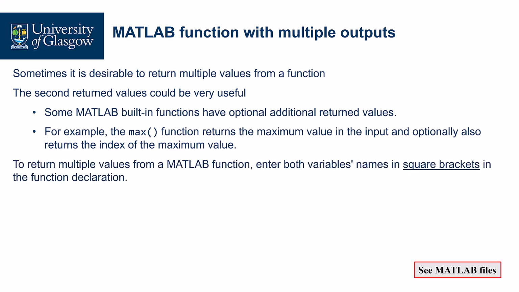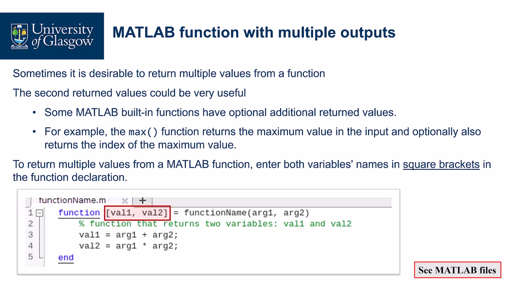To get multiple outputs, we should use square brackets to put them in. In the function definition, we should do the same. So we write the function declarator followed by square brackets with two outputs, if we want two outputs in this function. Here vol1 is the sum of them, and vol2 is the product of them. We can see vol1, vol2 in square brackets. This is the function definition.